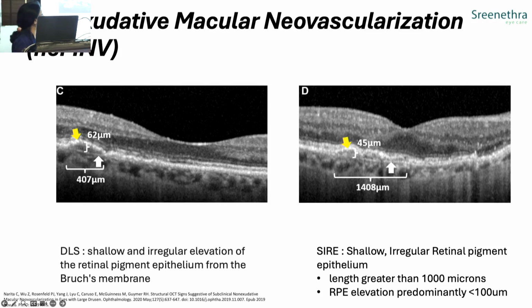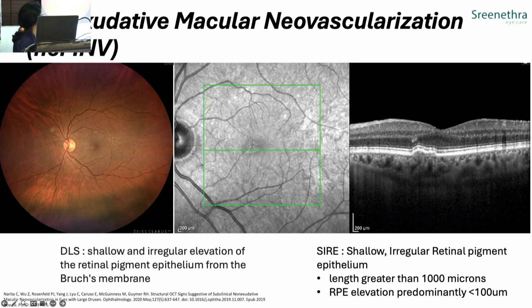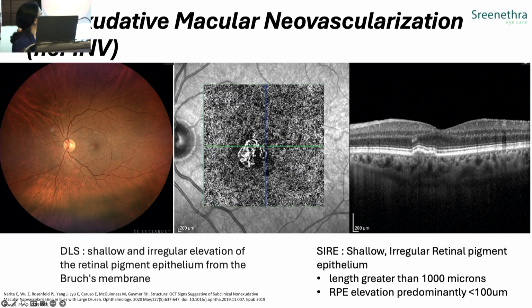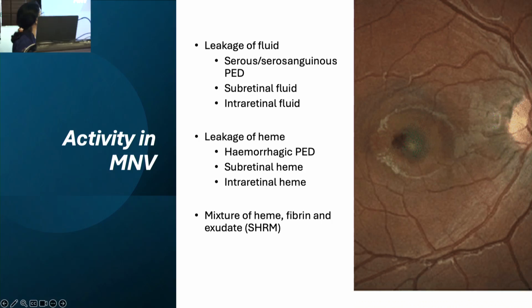Coming to non-exudative macular neovascularization, this is typically seen in patients where we are treating the other eye for exudative MNV. The double layer sign, as Dr. George explained, is the separation of the RPE from the Bruch's membrane. Narita et al. described that when the length is more than 1000 microns, it could be harboring an MNV. This is a case where clinically you don't see much. OCT shows just the double layer sign, but an underlying OCTA will show you a non-exudative MNV.